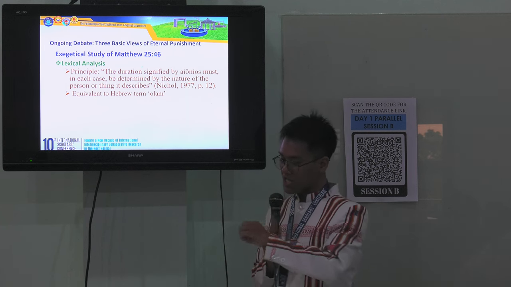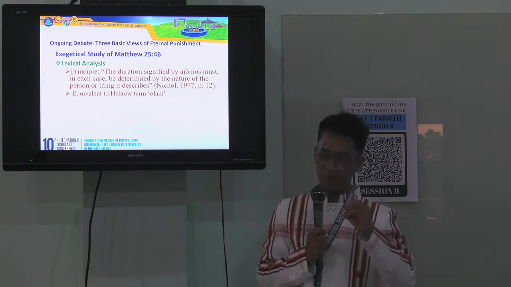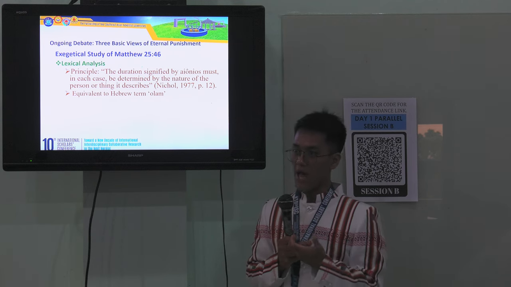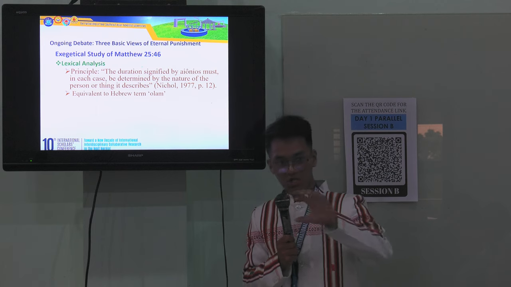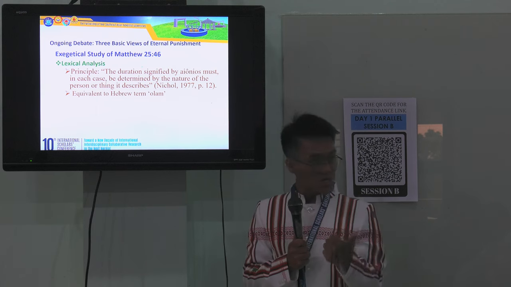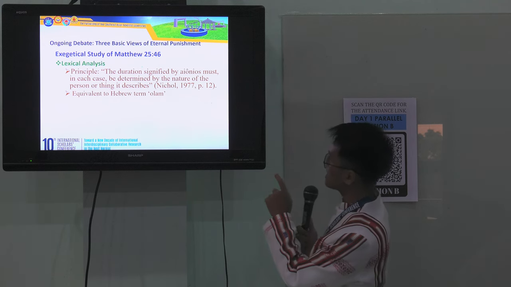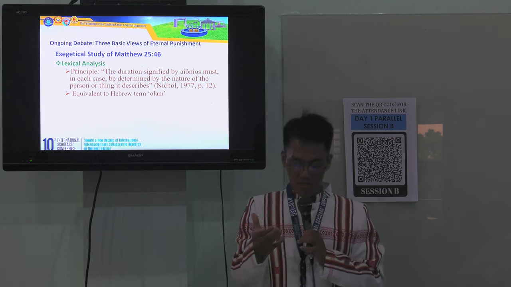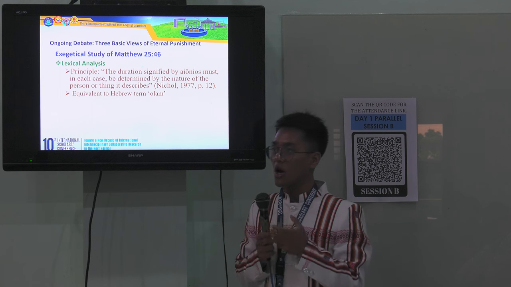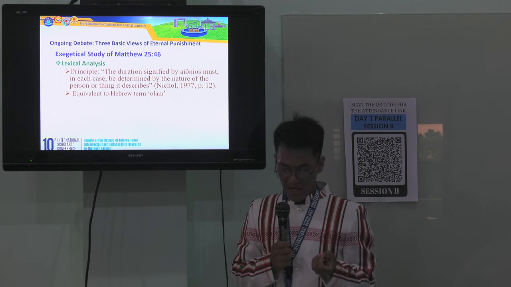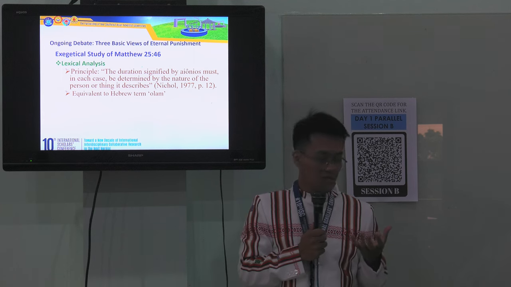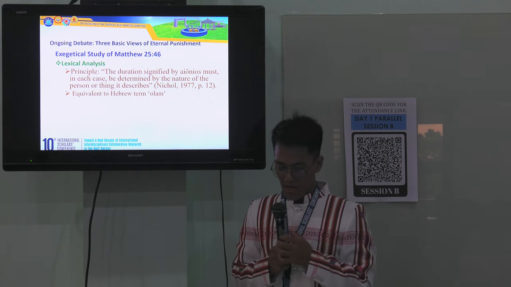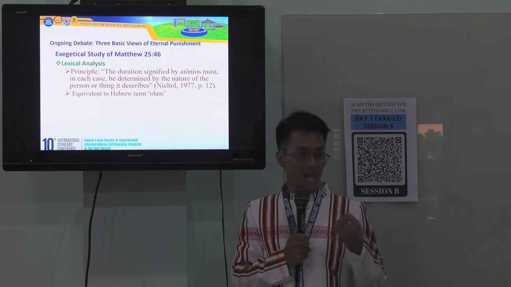Now let us examine the context of Matthew chapter 25, verse 46. This is part of the parable of the sheep and goats, if you still remember. In this parable, Jesus is contrasting the destinies of the righteous and the unrighteous using this very word, aionios. When it is applied to the righteous, this word refers to eternal or everlasting life, in other words, a reward of life that has no end, even though it has a beginning. However, when it is applied to the wicked, it refers to a punishment that has an end.